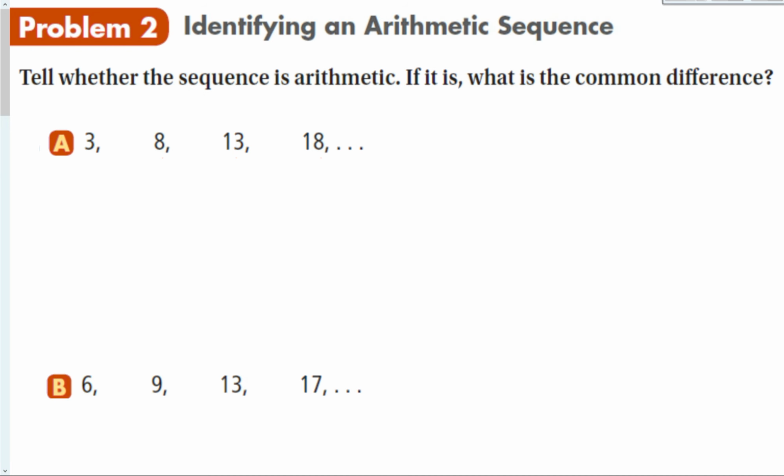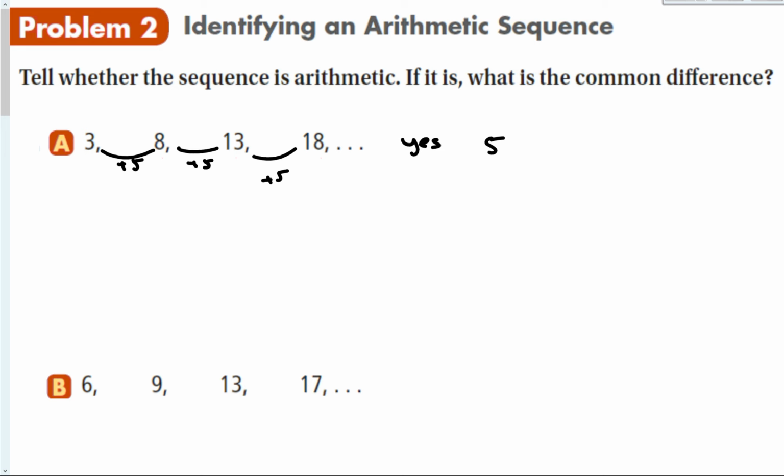Okay? So let's tell whether or not these sequences are arithmetic. All right? So we go 3, 8, 13, 18. Well, for each one, to get to the next one, to get from here to here, here to here, here to here, we are adding 5. And because we're adding 5 each time, yes, the sequence is arithmetic. So it's yes, and the common difference is 5.